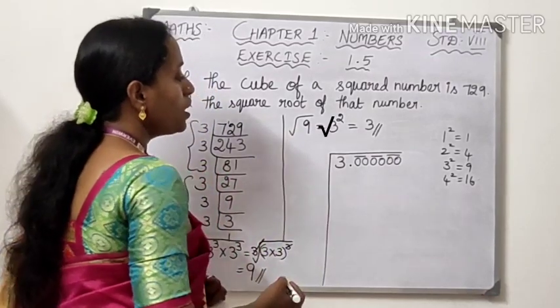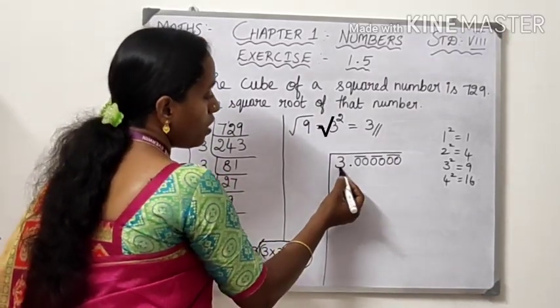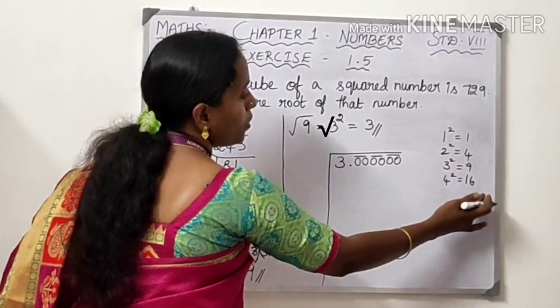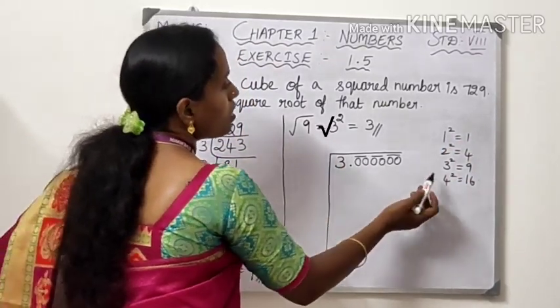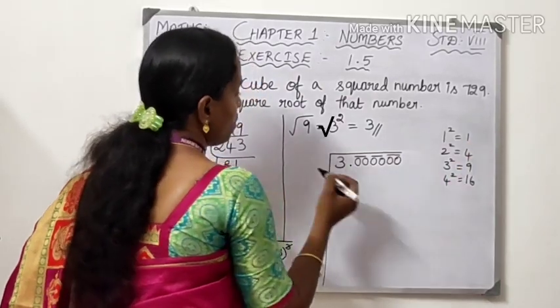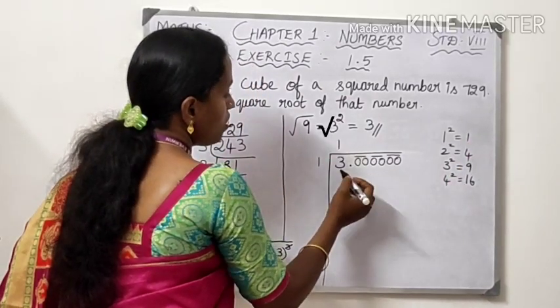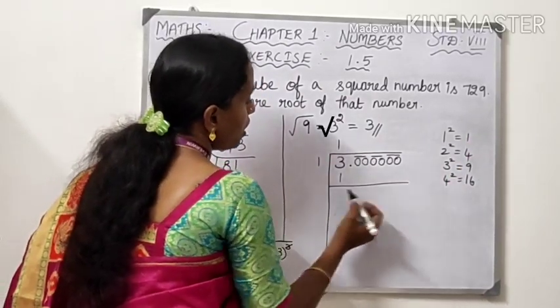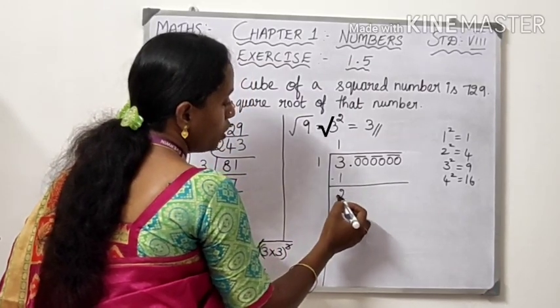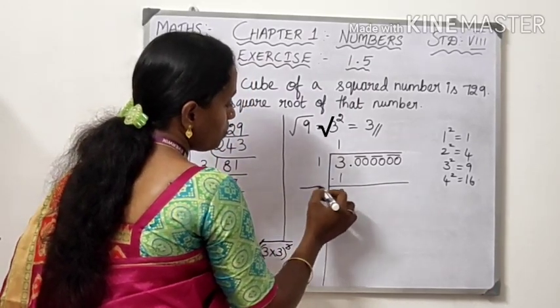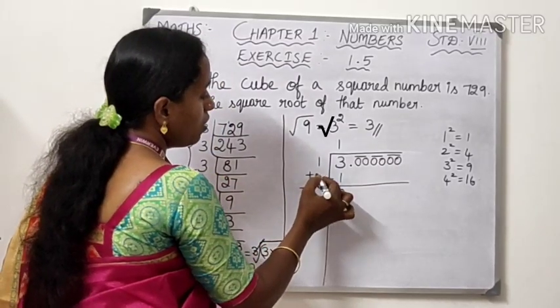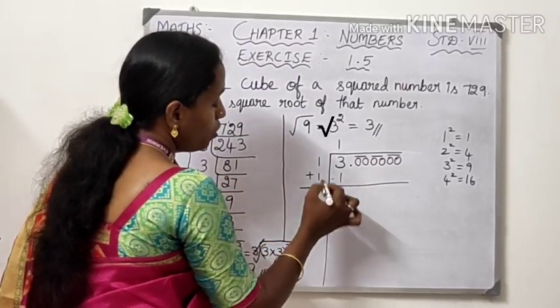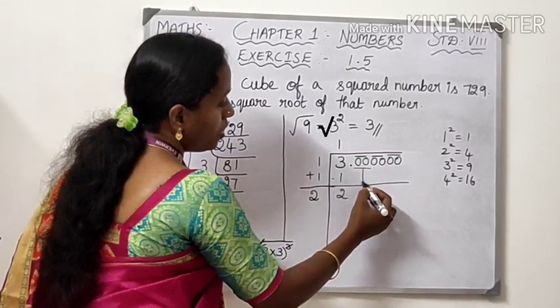Now let's start doing the long division method. 3 will not come in the square, perfect square number. So let us take the number less than 3. What is the number less than 3? It is 1. So 1 square is 1. So we can take here. So 3 minus 1 is what? 2. So for the next step, what can be the divisor here? 1 plus 1, 2. Next, we can bring down this pair.